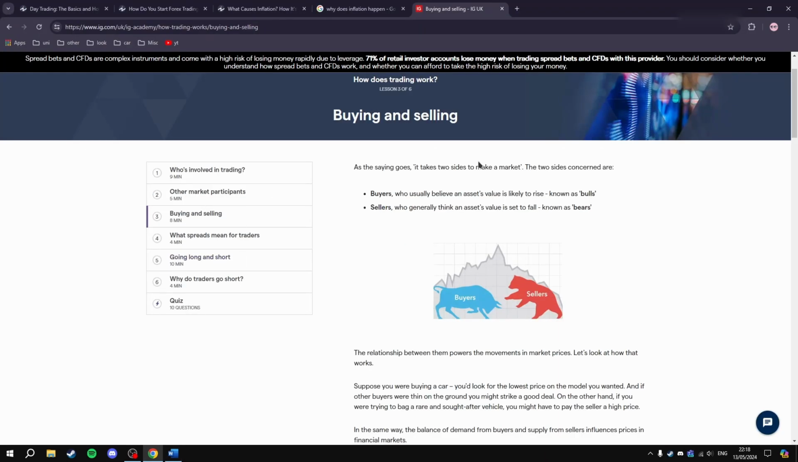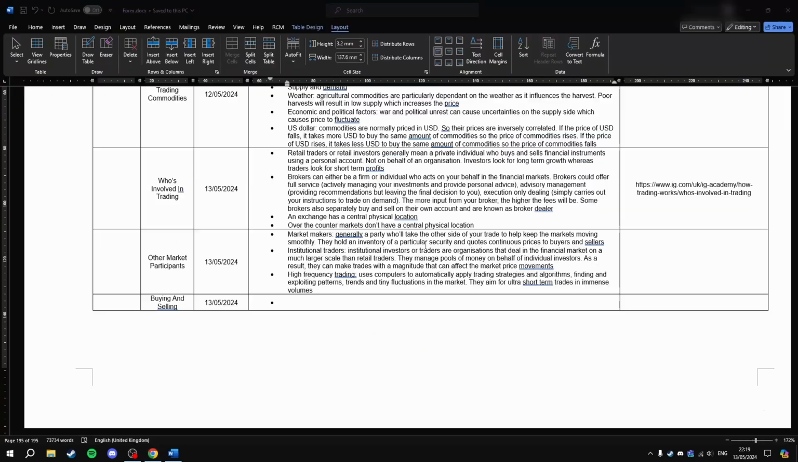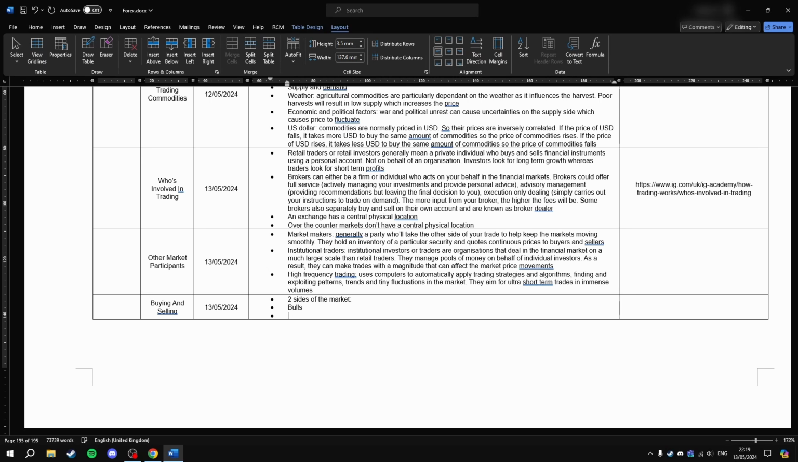Buying and selling. As the saying goes, it takes two sides to make a market. The two sides concerned are buyers, who usually believe that an asset's value is likely to rise, known as bulls; sellers, who generally think an asset value is set to fall, known as bears. Two sides of the market. Bulls, bears.